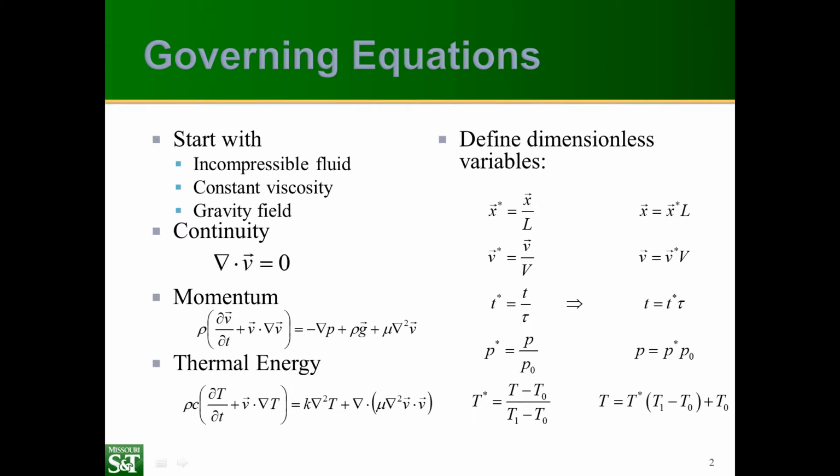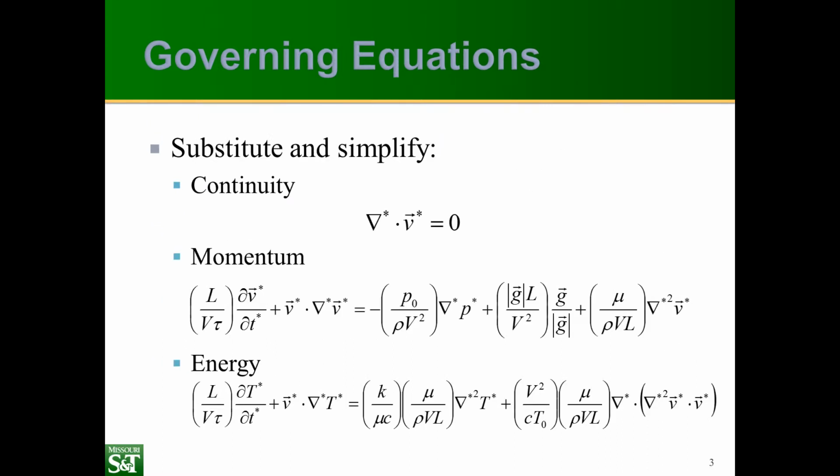We have this dimensionless temperature, which is actually a ratio of temperature differences to maintain a consistent variable system. Also, sometimes the reference pressure is 1/2 rho times velocity squared, or 1/2 rho v squared. It depends on the problem in question and what we're actually looking at. So we can make some substitutions and we can start to simplify. So when we do that for continuity, everything basically cancels out, and we don't have any more dimensionless products, what we call the dimensionless numbers.